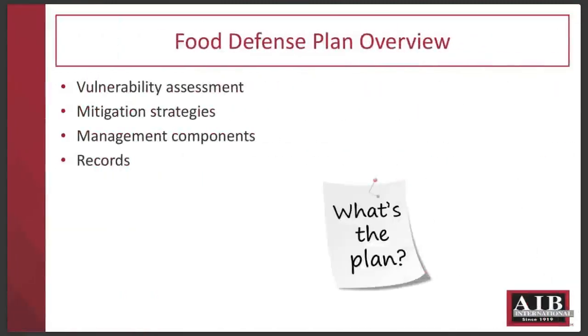Now, the overview of the food defense plan says that I need to conduct a vulnerability assessment. If I identify a significant vulnerability, then I'm required to develop mitigation strategies. And if I have mitigation strategies, then I have to develop those management components, which are called food defense monitoring, food defense corrective actions, and food defense verification. I'm then required to have records to support my whole entire program. So as you can see, at least on the screen, it appears to be a little bit less than what the food safety plan requires.